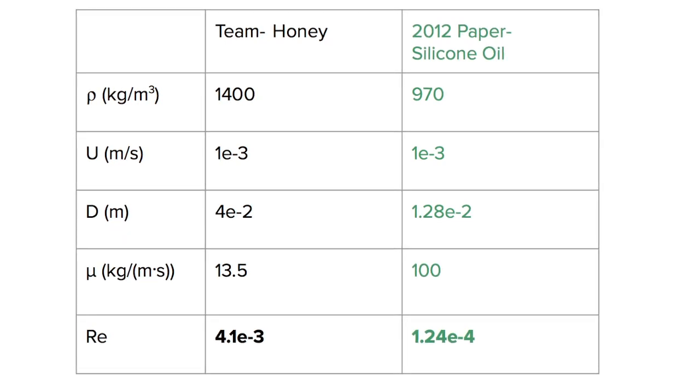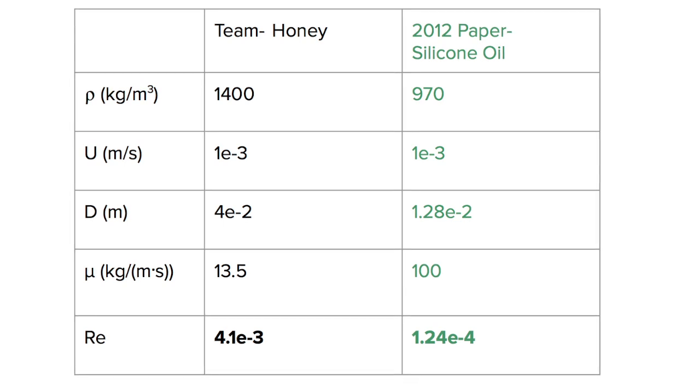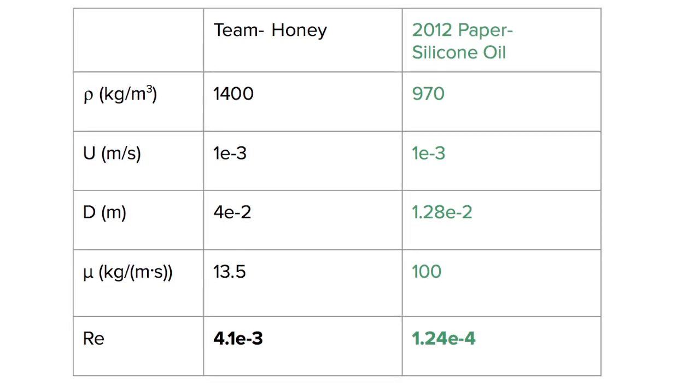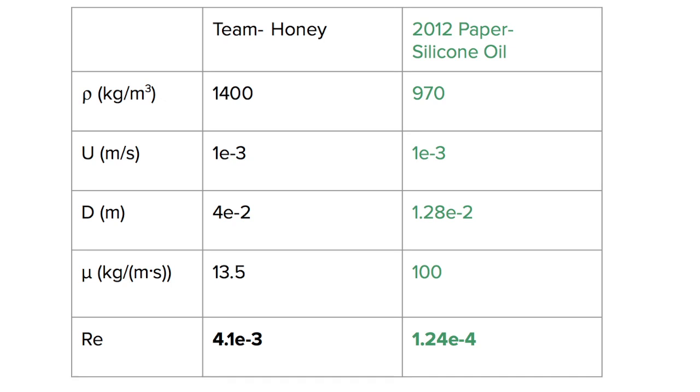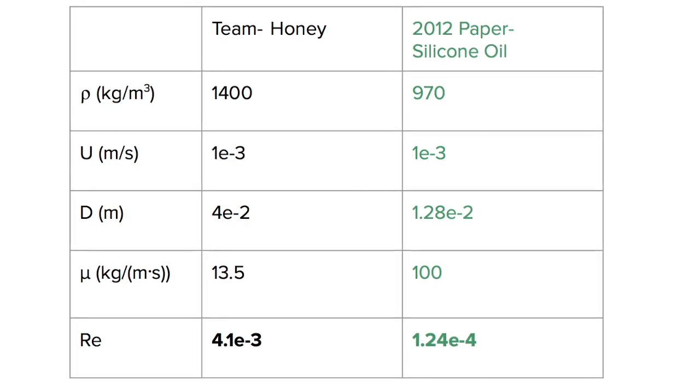We calculated the viscosity of the honey by dropping a metal ball into the liquid and timing the fall. The Reynolds numbers of the two setups are not exactly the same, but we are still in the region where we should expect similar behavior.